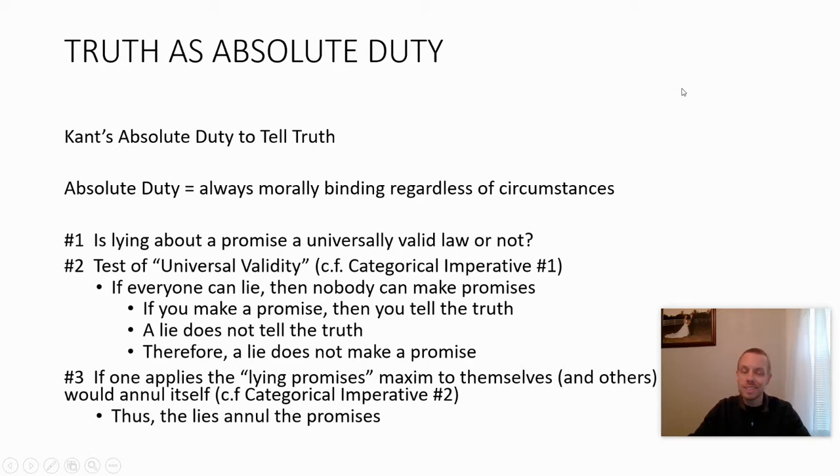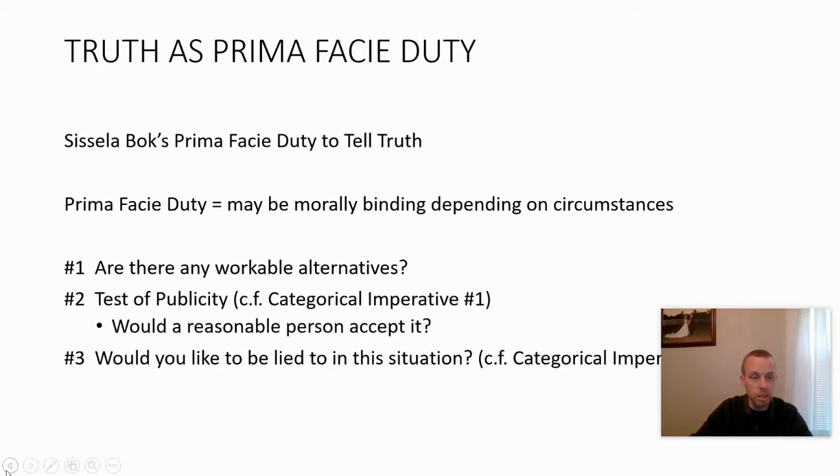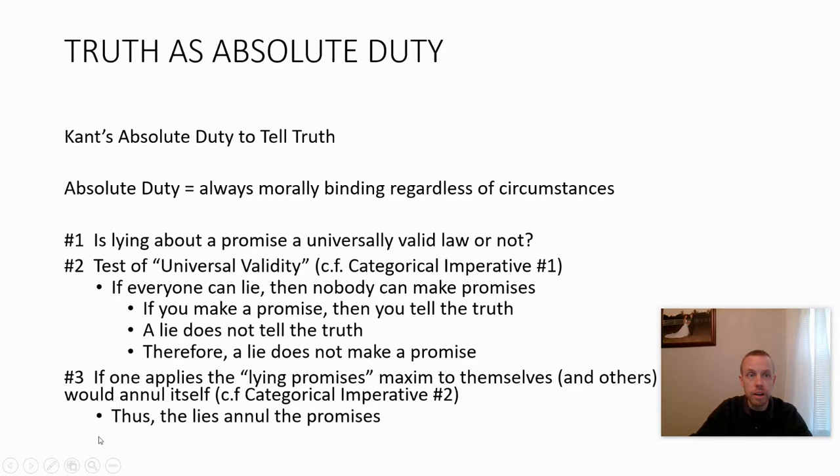Kant gives an example of this with truth and its opposite, lying. He sees truth as an absolute duty. He feels that we all have an absolute duty always to tell the truth. Now, an absolute duty is something that is always binding, regardless of the circumstances. So the 3 points here will be reflected in the following slide analogously when we look at a prima facie duty. But truth as an absolute duty, according to Kant, can be summarized as follows.